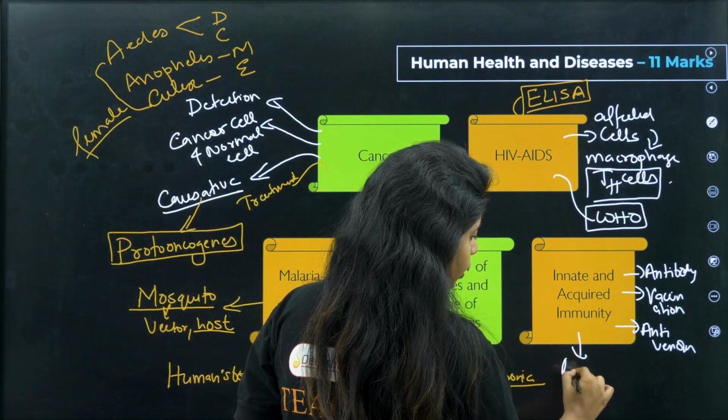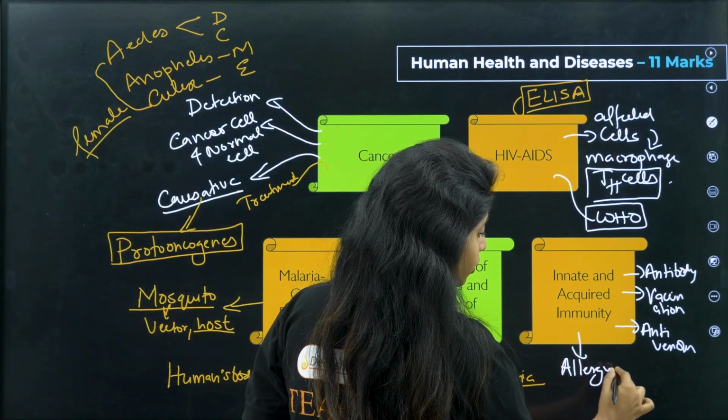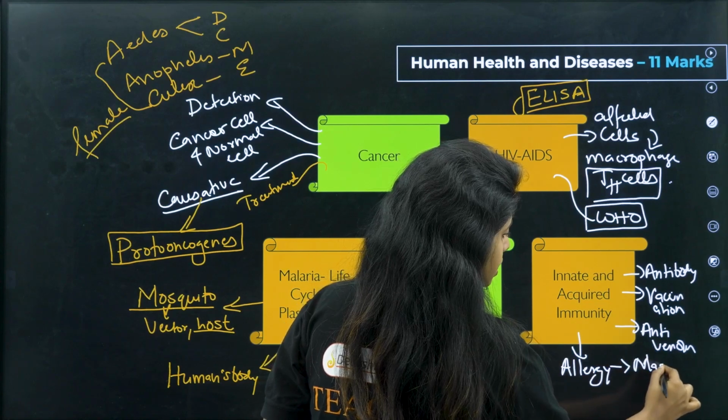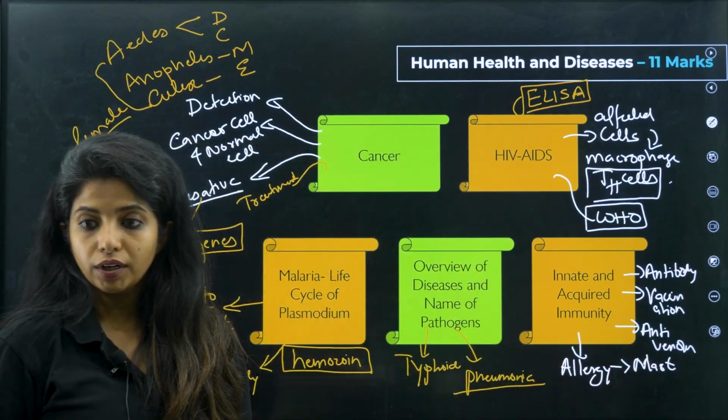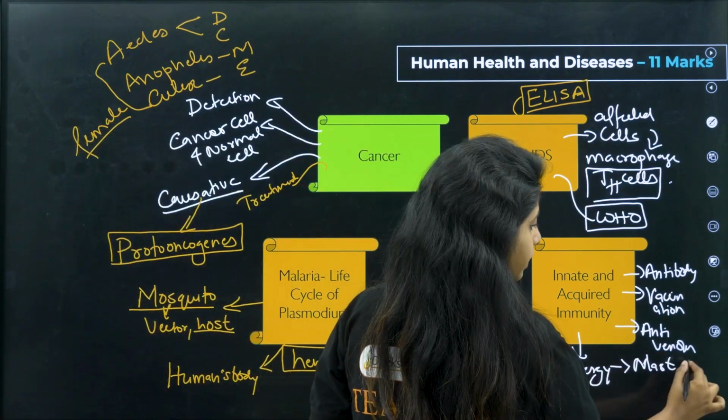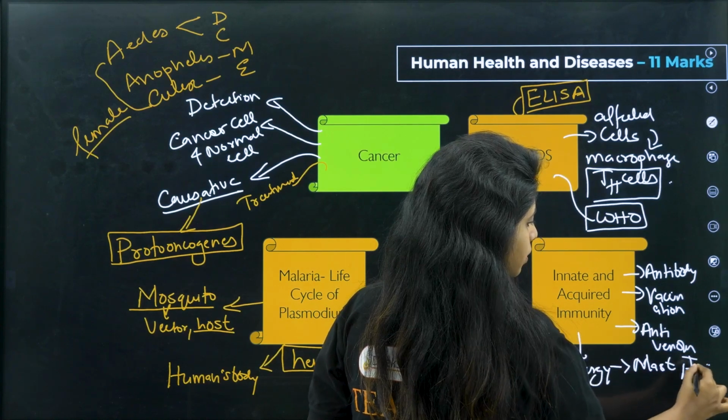And allergy, what are the cells that are responsible for allergic responses? Mast cells. That is much important. Mast cells are important, and mast cells get activated because of IgE. It's IgE.